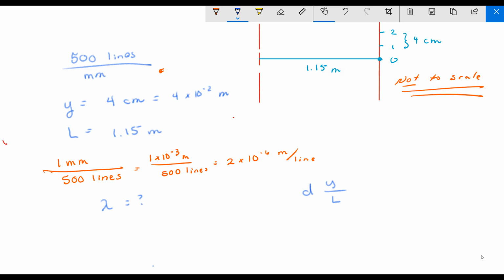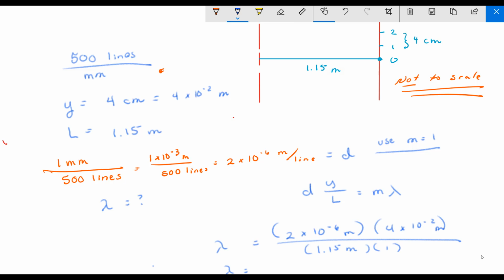So now we can go ahead and plug it into the equation. d y over L equals m lambda. We're using y over L, the tangent, for the sine of theta, and we're using m equals 1. After we get all that written down, it's just a matter of plugging and chugging. And here we have our numbers plugged in and our final answer coming up.